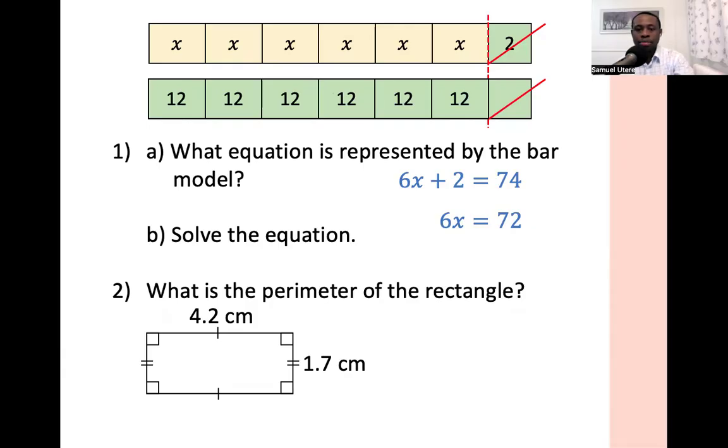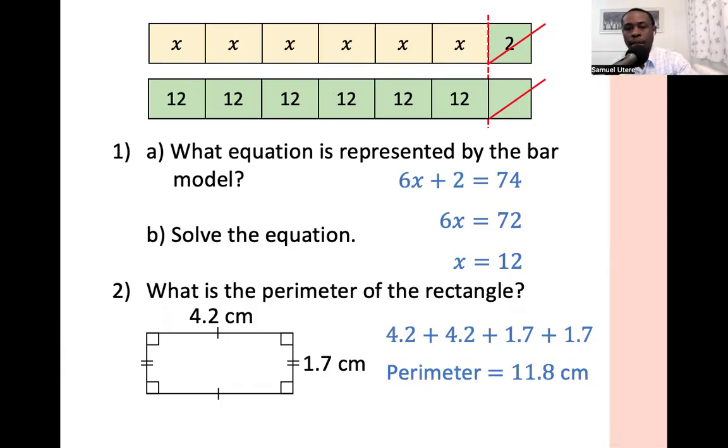Next, we're asked to find the perimeter. The perimeter is the sum of all the sides of the shape. So these signs tell us that this side is equal to this side, and that side is equal to that side. So what we have is 11.8 as the perimeter.